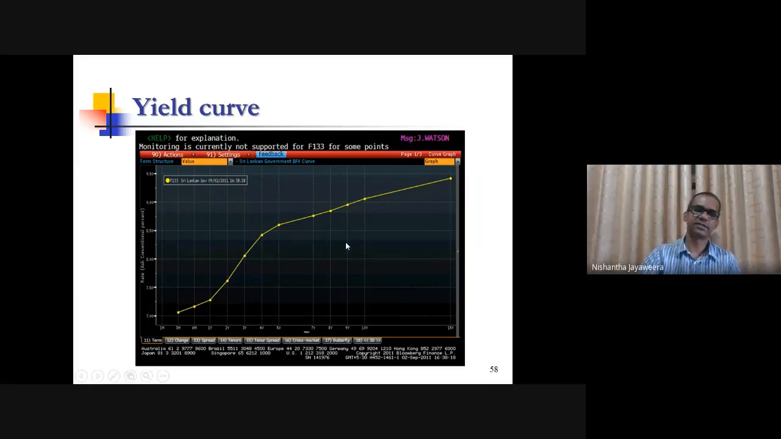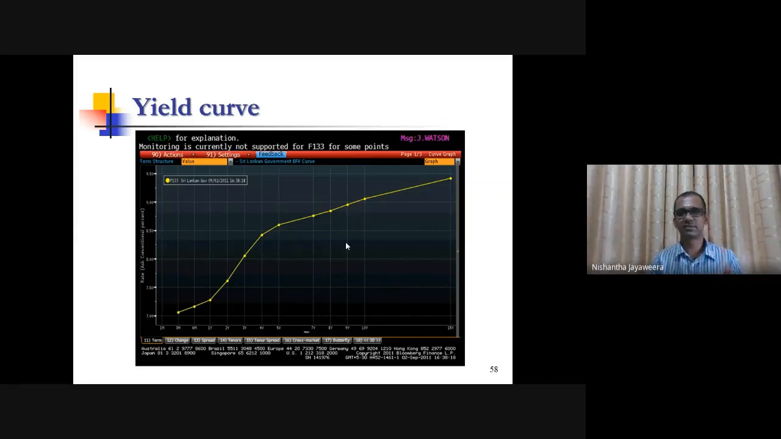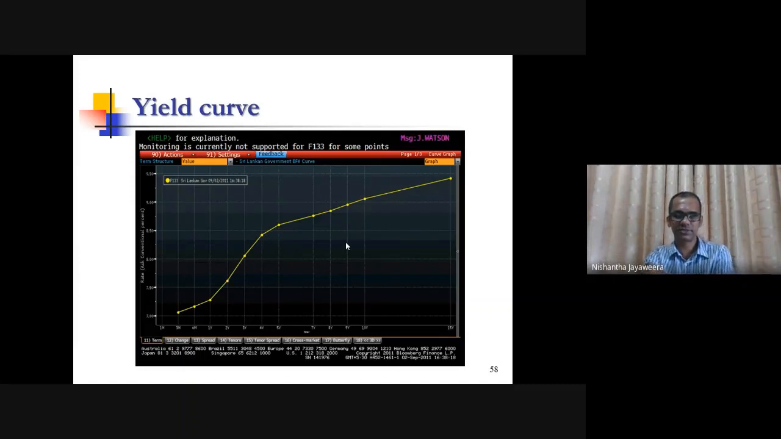It shows the relationship between time to maturity and the yield. On the x-axis, the time to maturity; on the y-axis, yield. In the previous graph, the price yield relationship, yield was on the x-axis and the price on the y-axis. Clear? What is the yield curve, or the term structure of interest rates?